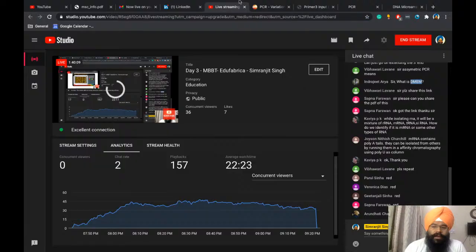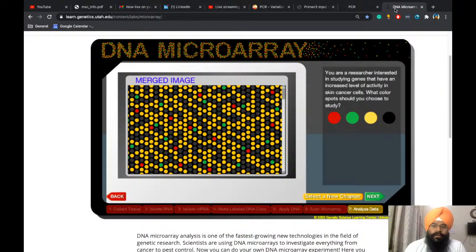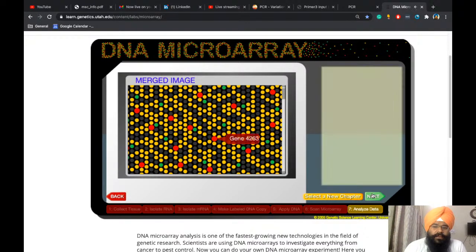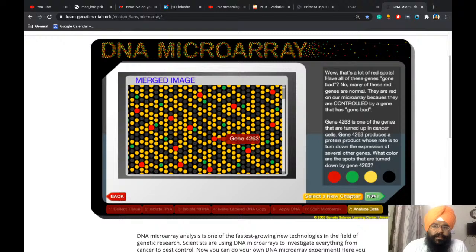Red, yes. Red spots represent the genes that are turned up in the cancerous cells. And we see a lot of red spots there that have gone bad. Not many of these red genes are normal. They are red on the microarray because they are controlled by a gene that has gone bad. So gene 4263 is one of the genes that turned up in the cancerous cells and produces protein products whose role is to turn down the expression of several other genes.